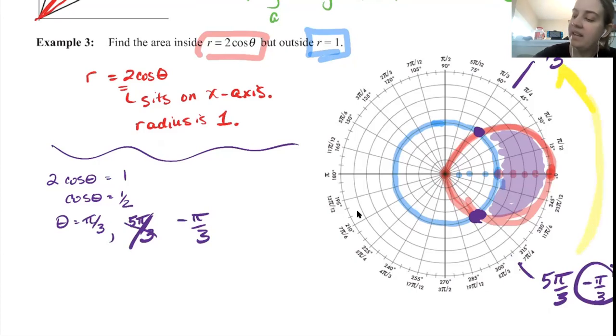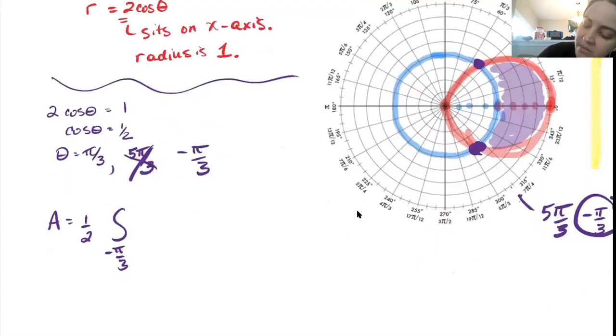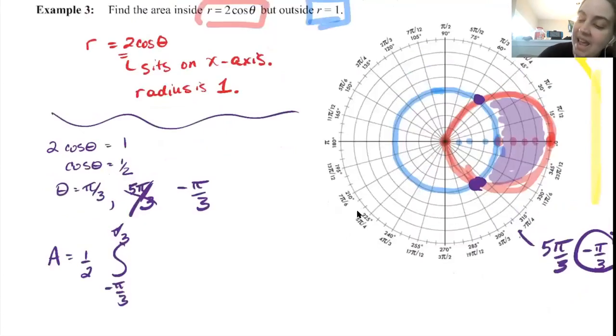And that's giving you the right-hand side of the circle, which is exactly what we want over here. So to set up the integral, the area is 1/2, negative pi over 3 to positive pi over 3. You want the outside radius, which is the red one, 2 cosine theta, quantity squared, minus what's the inside radius? The inside radius is a 1. I guess I had the other blue. 1 squared d theta.